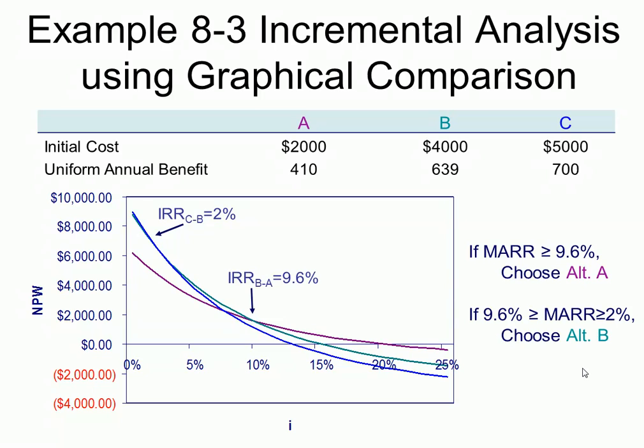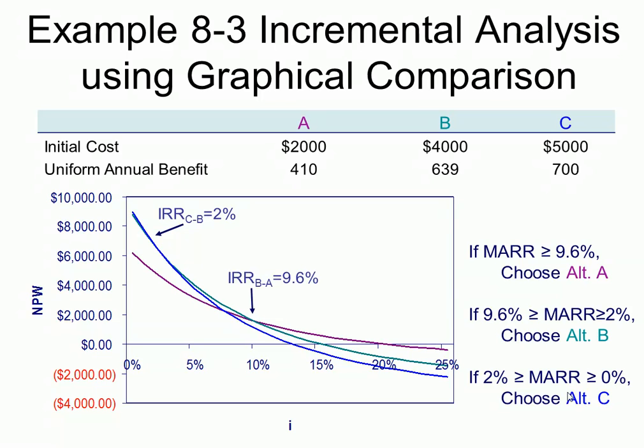And then, if the minimum attractive rate of return is smaller than 2%, right? Of course, the minimum attractive rate of return has to be more than 0%. But if it's between 0 and 2%, then we're going to choose alternative C, because alternative C is going to give us 2%, which is more than our minimum attractive rate of return. So it depends on the minimum attractive rate of return. This decision-making scheme gives us the decision of which alternative to choose based on the minimum attractive rate of return.